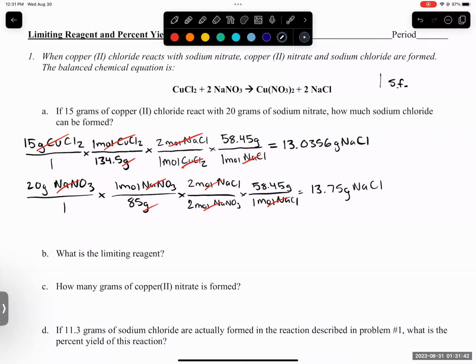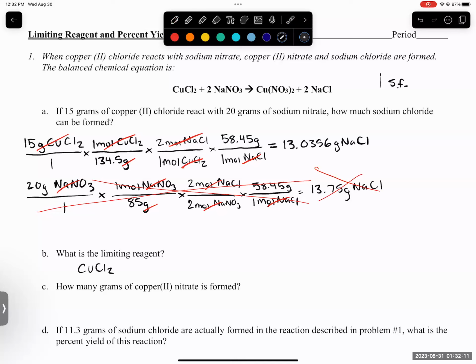So which one's the limiting reactant? Copper chloride or copper 2 chloride, right? So CuCl2 is going to be our limiting reagent because it produced the least amount of sodium chloride of the two, right? So what I'd like to do now is just cross out the one that we don't need anymore. This one, we don't need it. On a test, I would cross it out so I don't get mixed up. Cross out the answer too.